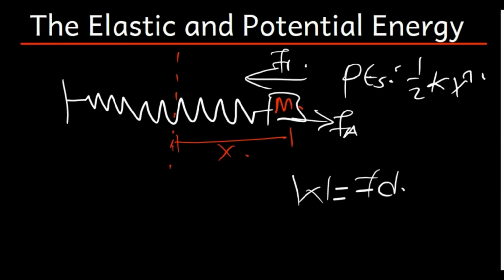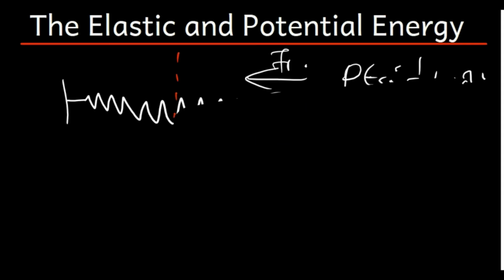Now, let's talk about the conservation of energy. Remember, we have kinetic energy and potential energy. Now we have two types of potential energy: elastic potential energy and gravitational potential energy. In this case, we are not going to consider gravitational potential energy because the spring is not under the influence of gravity. But once the spring is under the influence of gravity, sometimes they can ask you to find the gravitational potential energy.